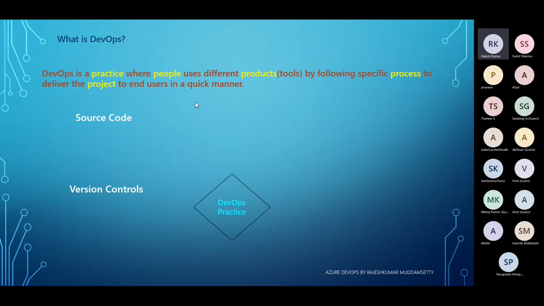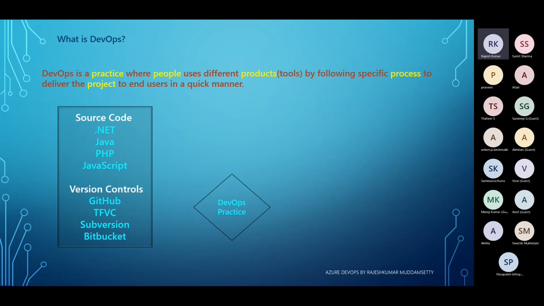When you start writing source code, obviously you need to maintain versions. Why? Because today you might be writing something, tomorrow you may forget, and the day after tomorrow you start writing something else. To compare where you left off in the coding, you should have proper versioning. So these are the different kinds of source code languages and version controls that are available.